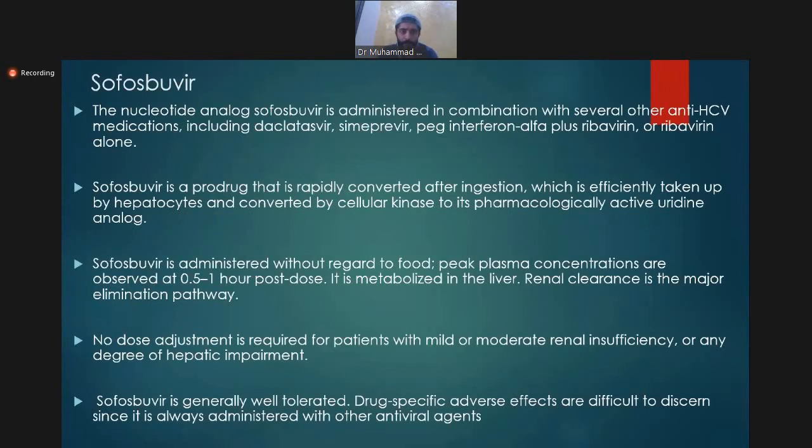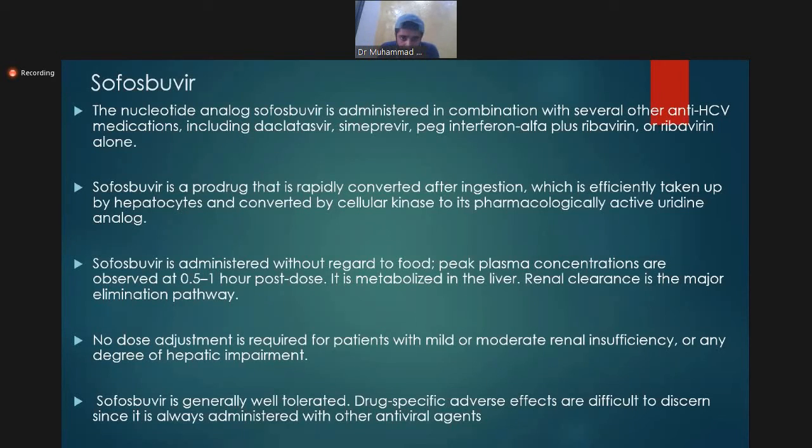Sofosbuvir is a nucleotide analog, and it is administered in combination with several other anti-HCV medications, including Daclatasvir, Simeprevir, pegylated interferon alpha, plus Ribavirin or Ribavirin alone. It's a prodrug that is rapidly converted after ingestion, which is efficiently taken up by hepatocytes and converted by kinases towards a pharmacologically active uridine analog.